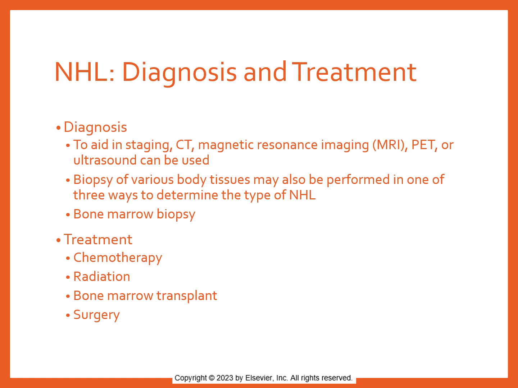Biopsy of various body tissues can also be performed in one of 3 ways to determine the type of NHL. It can be an excisional biopsy, in which an entire node is removed, an incisional biopsy, in which only a piece of the node is removed, or a fine needle aspiration, in which a needle is used to aspirate tissue from the mass of cells.